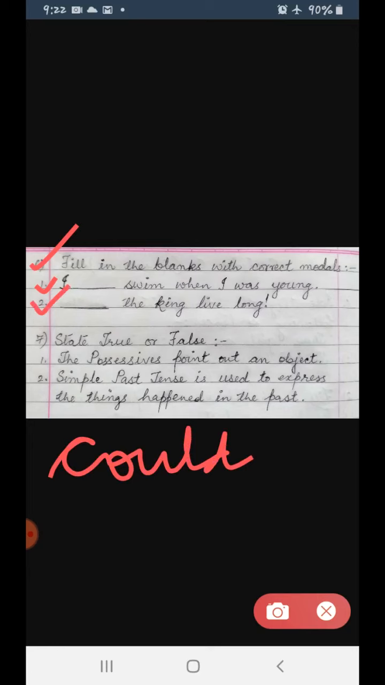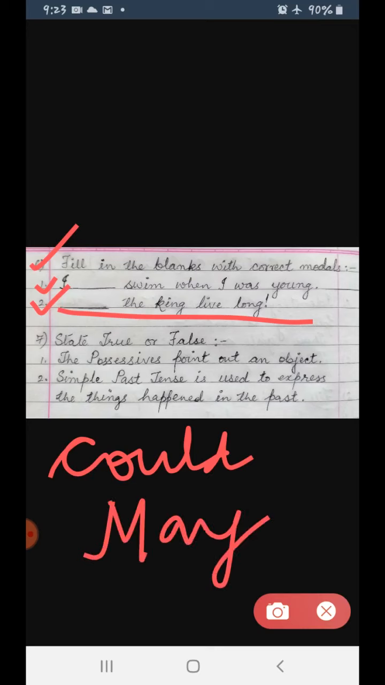Number 2. Dash the king live long. Here this sentence shows a wish. That means we are wishing something from God. So what will be the correct answer? Dash the king live long. The correct answer is may. May the king live long.